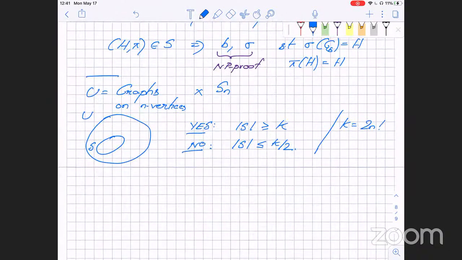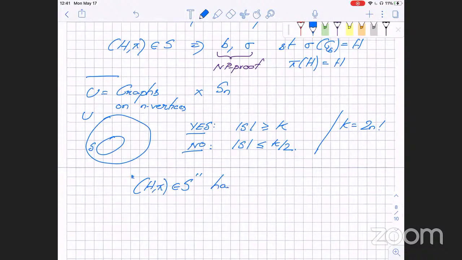2. And furthermore, any (h, pi) in S has an NP proof, has a proof.